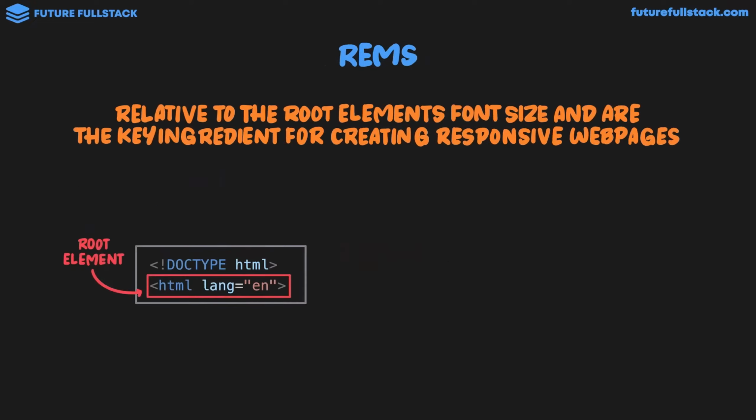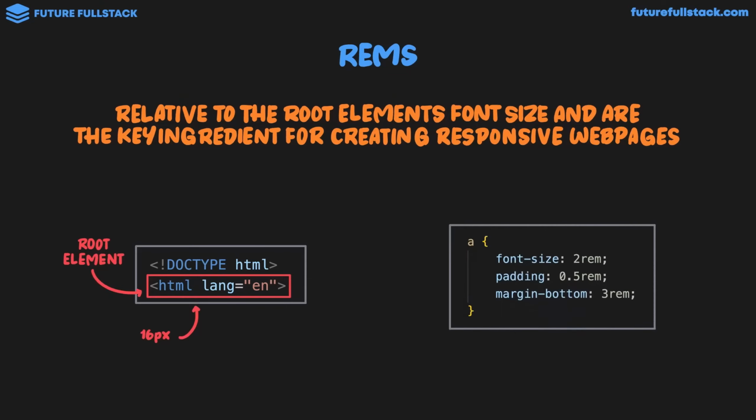Now the font size of the root element is 16 pixels. And what we're going to see now is that we can size different elements based on the root element's font size of 16 pixels. So let's look at an example of this. I've got over here an anchor tag with different properties. The first property is the font size of the anchor tag, which is currently set to 2 rems. So this font size would be 2 times 16 pixels, which equals 32 pixels. Again, the 16 pixels is coming from the root element's font size, which is 16 pixels.